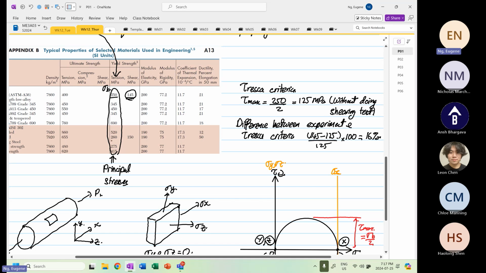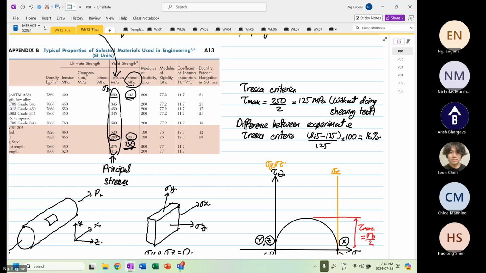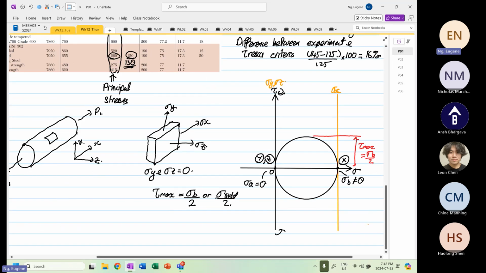Likewise over here, we have it as 260, and the experiment is 130. If you don't do the experiment and you use Tresca, it is 130 megapascal. So again, the difference is about 20, less than 16% in this context. So if at any time you were to design anything and you don't have the shear property, just use the Tresca criteria, or later on we can also use the von Mises criteria.